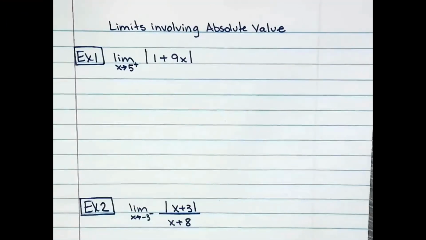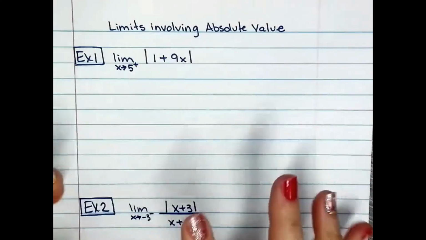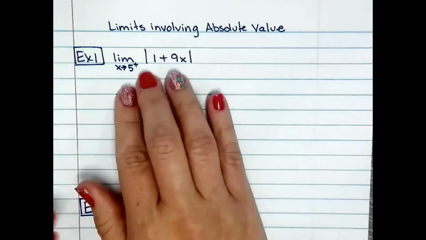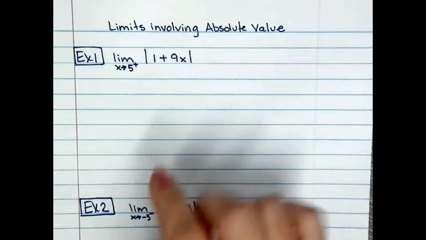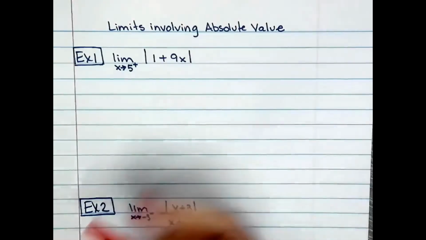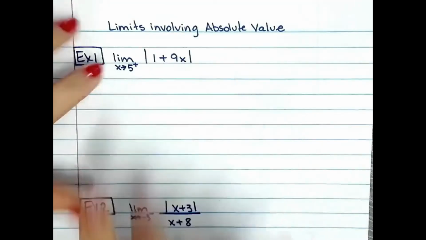Hi guys, today we're working on limits involving absolute value. There are multiple concepts that we need to understand, and just a quick review before we go into solving limits and finding limits of absolute value functions. I will revise them as we go through the first example. I think I'll be able to cover them all in the first one.